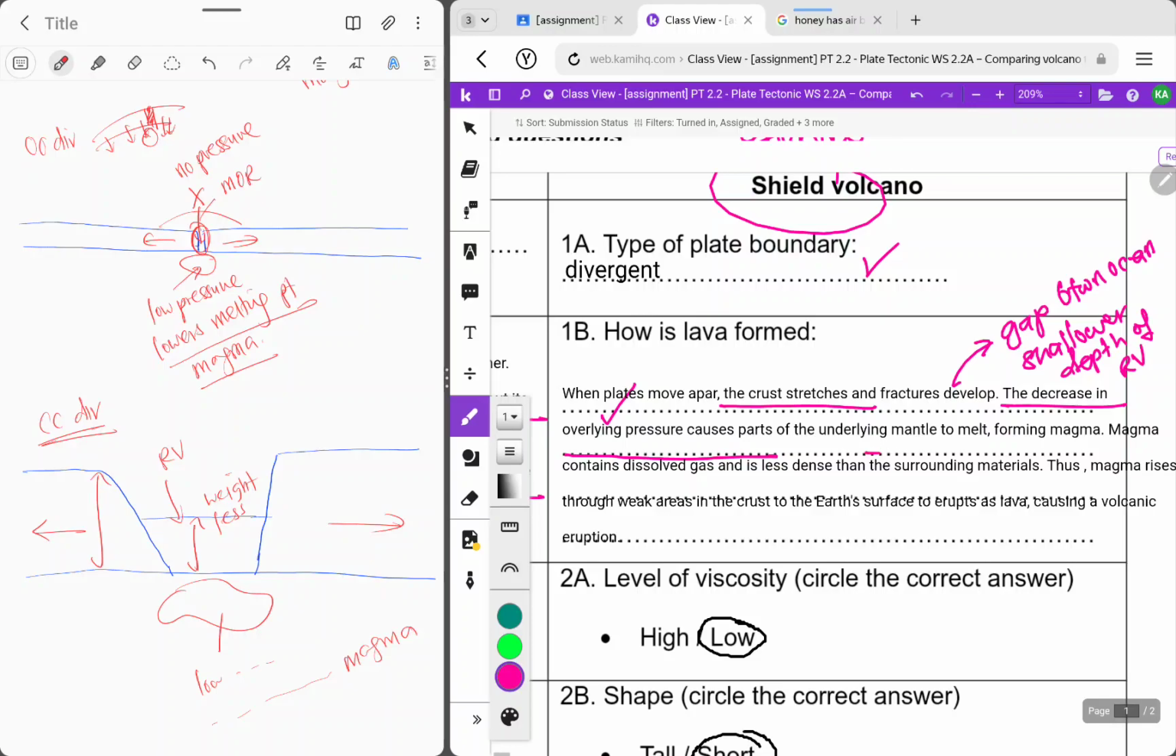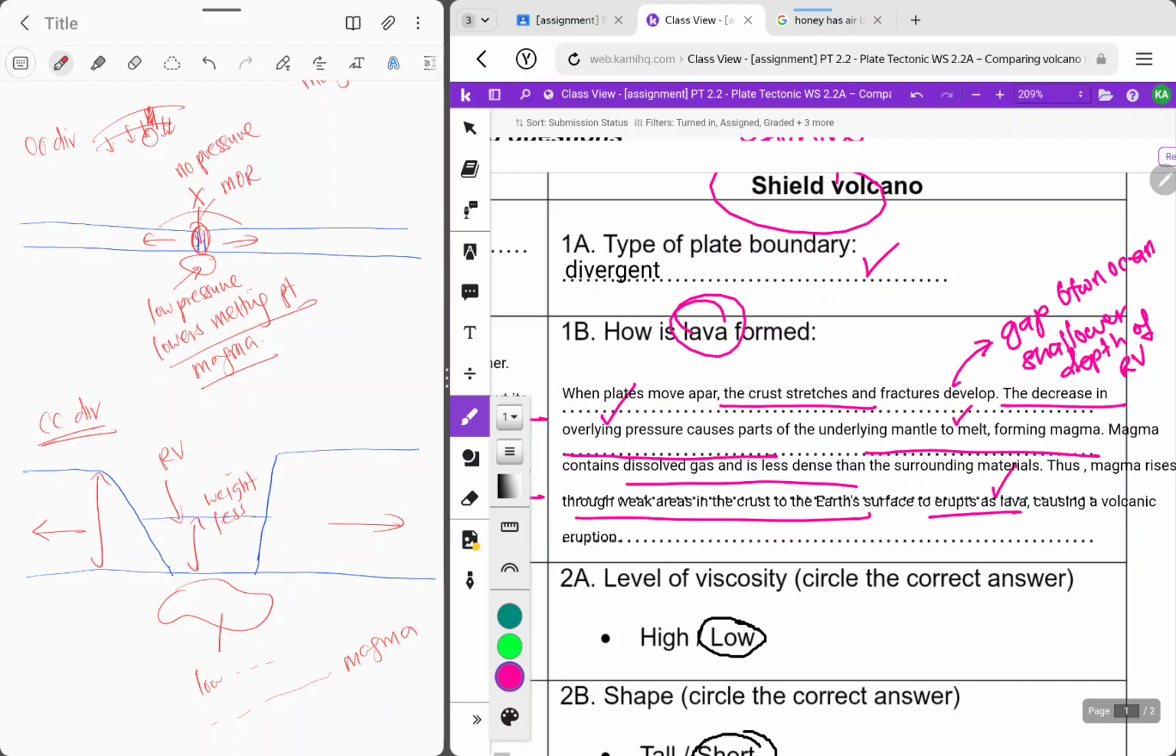These things cause the mantle material to melt to form magma. But once again, my question is not about magma, it's about lava. So, because there is dissolved gas and it is less dense, it rises through the weak area and erupts as lava on the Earth's surface. That's the third point that you need.